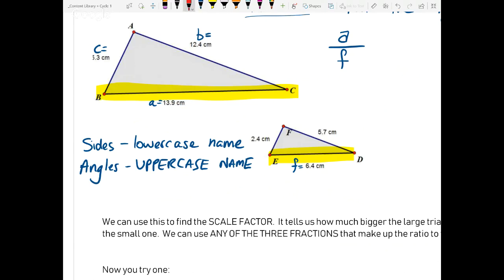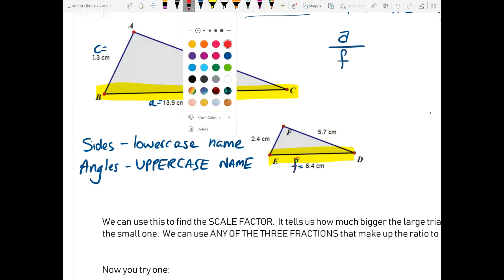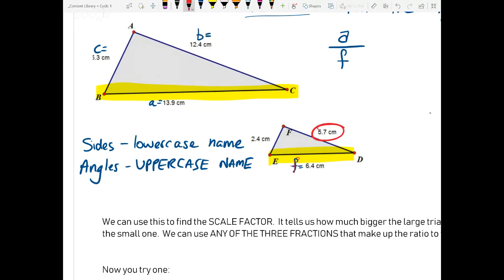And let's look then at this little triangle down here. We said this one was side F. What would this 5.7 be called? Yeah, very good. And 2.4? Very good. Well done. Does that make sense? Is that comfortable? You'll find that if it's a little weird at first, it's a lot nicer than constantly writing AB over BC, all that jazz, right?